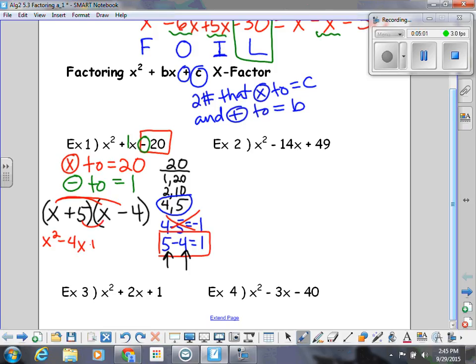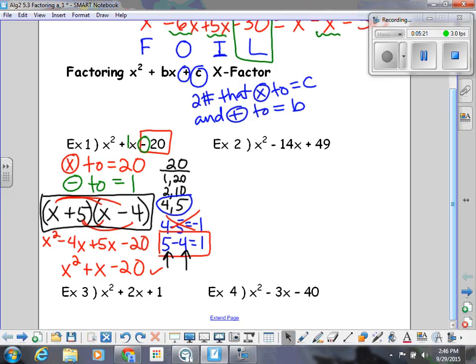5 times x is 5x, and then 5 times negative 4 is negative 20. And then if these would combine, that would be x squared plus 1x minus 20. So yeah, that checks out. So this set of parentheses is how that quadratic looked in factored form. All right, let's do another one.